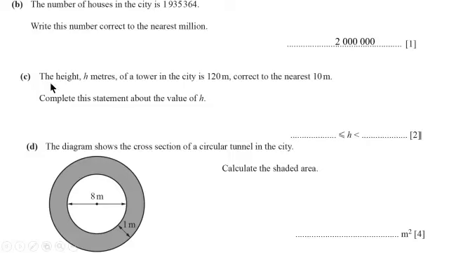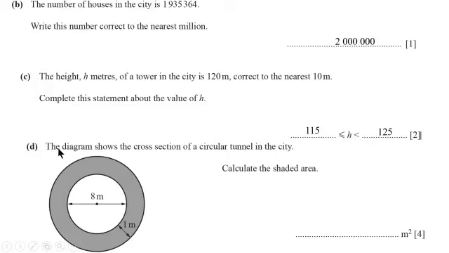C. The height h meters of a tower in the city is 120 meters, correct to the nearest 10 meters. Complete this statement. Of course, this question asks about the lower bound and upper bound, and we have a very easy way to get it. Now get the half of 10. What is the half of 10? It's 5. So to get the lower bound, just say 120 minus 5, which is 115. And to get the upper bound, just add 5 to 120 to be 125.